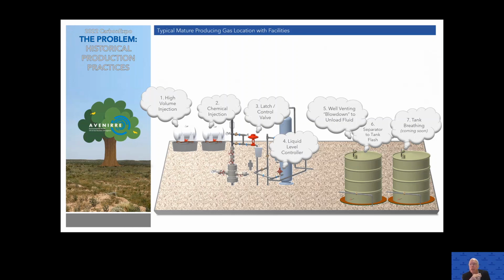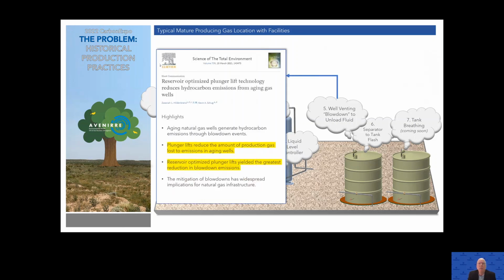So we have all these things on our location, but what's different today? Well, what's different is that there is an increased awareness of natural gas, greenhouse effects, and gas prices, at least as of March 2022, are in the range of $4 an MCF. So gas is now valuable. I've got a paper on our website if you would like to explore this particular subject further. It talks about how plunger lift can reduce the need for atmospheric blowdowns, and it's available at Avenirre.com if you would like to read that later.